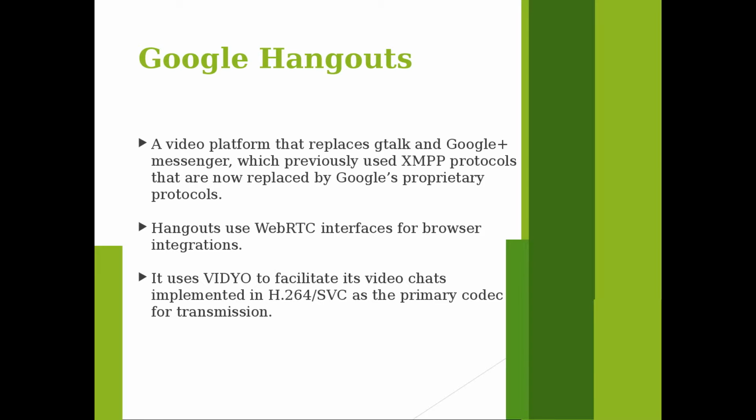Google Hangouts has taken its roots from Gtalk and Google Plus Messenger, where initially Google used the XMPP protocols, which are now replaced by its own proprietary protocols. That means you are not eligible to use them, as they are proprietary to Google and you cannot get them anywhere for research development. But Google has its own supportive developer tools to encourage people to develop applications like this. Google Hangouts uses the WebRTC interfaces for browser integration and H.264 SVC as the primary codec for the transmissions.